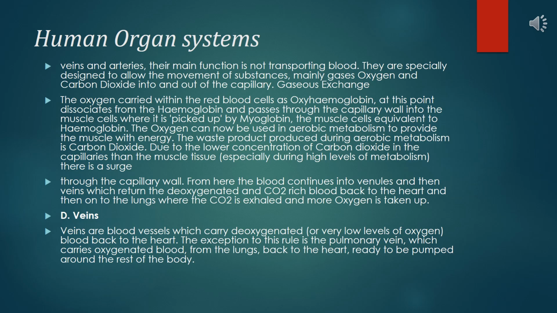From here, the blood continues into venules and then veins, which return the deoxygenated and CO2 rich blood back to the heart and then onto the lungs, where the CO2 is exhaled and more oxygen is taken up. Veins are blood vessels which carry deoxygenated or very low levels of oxygen blood back to the heart. The exception to this rule is the pulmonary vein, which carries oxygenated blood from the lungs back to the heart, ready to be pumped around the rest of the body.